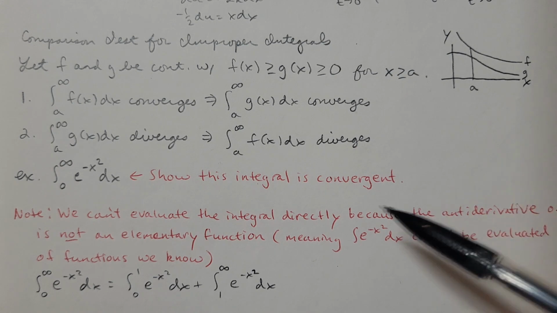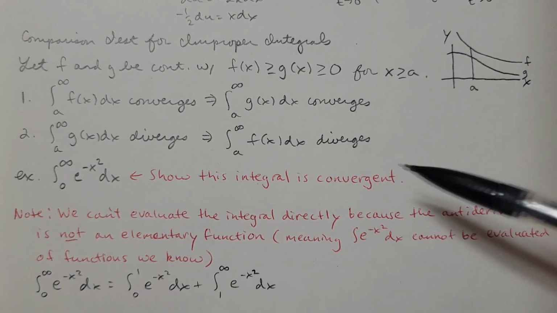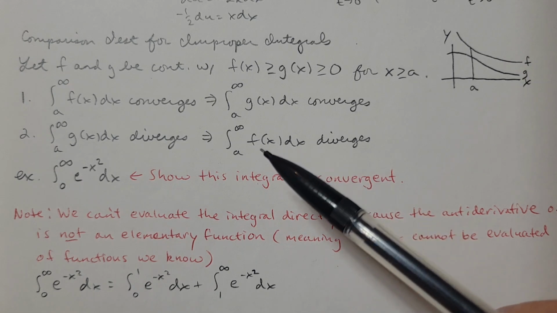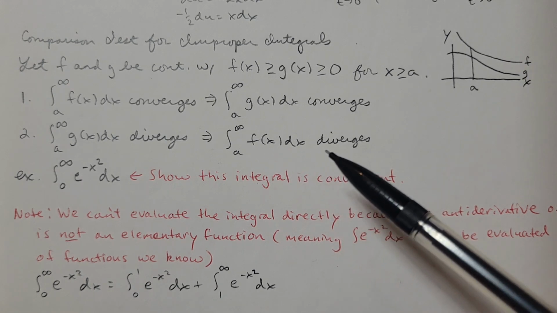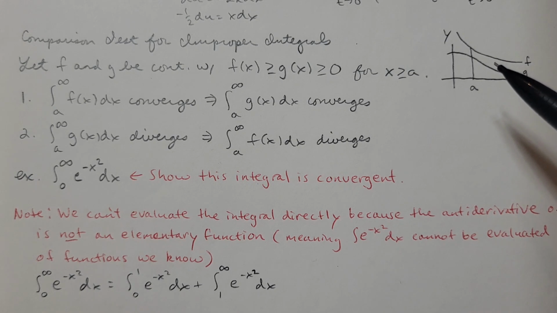Item 2, if the integral going from a to infinity of g of x dx diverges. So suppose that this is an infinite region. Well, anything bigger than that is also going to be an infinite region. So the integral going from a to infinity of f of x dx, that's also going to diverge.